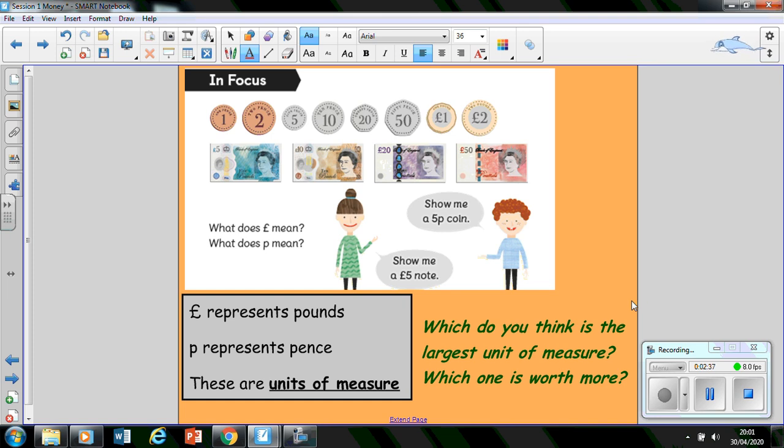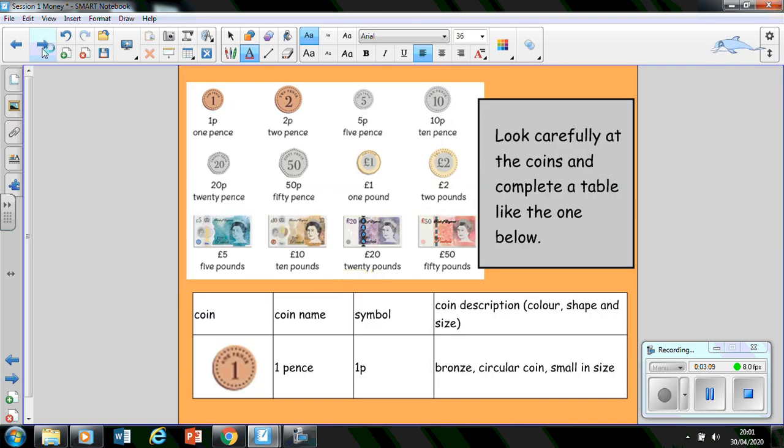Now, by pausing the video again, can you point to the screen and tell your partner which is a 5 pence coin? Could you show them a 5 pound note? Could you show them a 1 pound coin or a 20 pence coin? Or a 20 pound coin, which one do you think is worth more? Just have a little think about that and we'll move on after you come back. Brilliant.